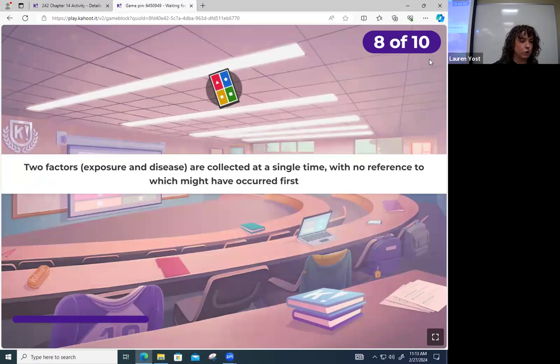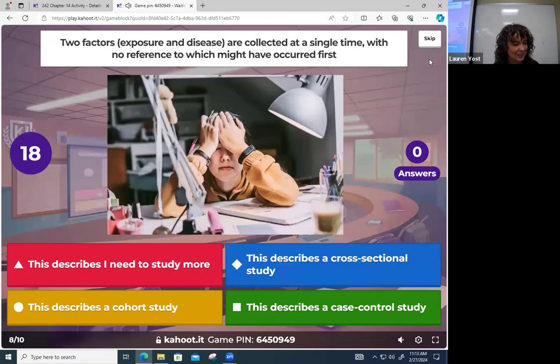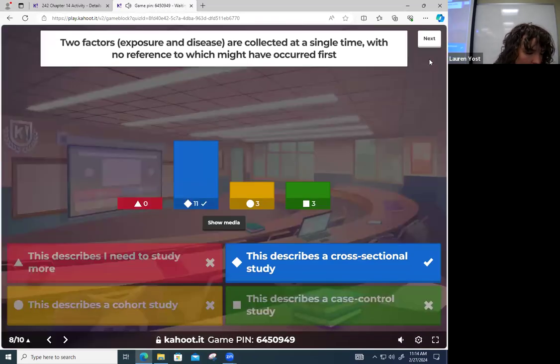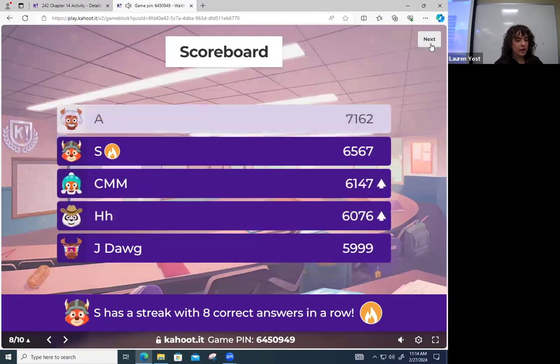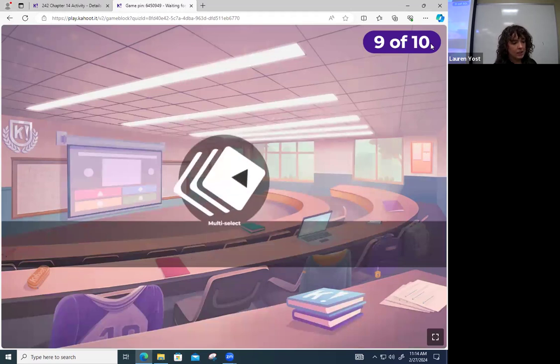Two factors, exposure and disease, let's say, are collected at a single time with no reference to which might have occurred first. This is the one I don't ever remember. Okay, yeah, so this is cross-sectional. It's like taking a slice out of it and looking at just those two factors, I guess.